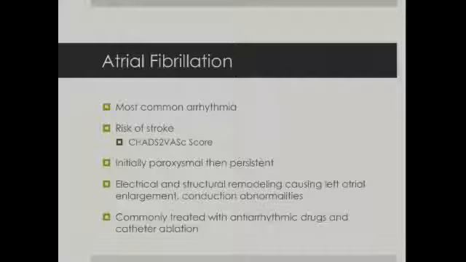And persistent AFib causes a lot more problems, including decreased cardiac output. You get electrical and structural remodeling, which causes the left atrium to enlarge, and they get conduction abnormalities, which cause pauses and the need for a pacemaker. About 50% of people with AFib need pacemakers. We will commonly ablate these patients early on or use antiarrhythmic drugs. The class 3 antiarrhythmics, so sotalol, Tikosyn, amiodarone, Multaq. Those are the drugs that we really like to use in atrial fibrillation.